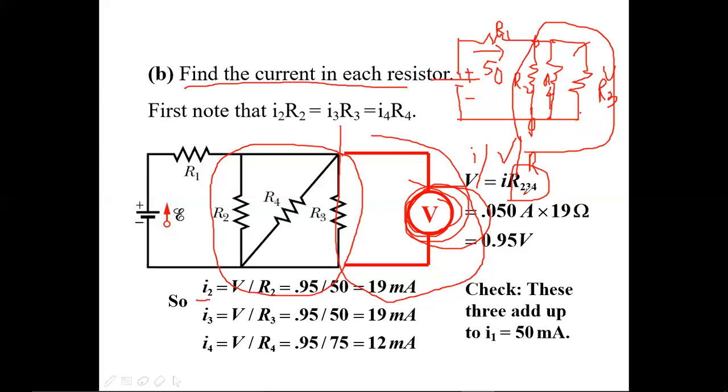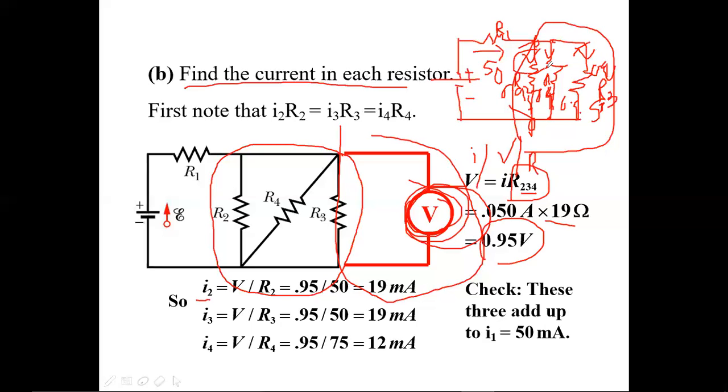Already you got it. R234 is nothing but the three resistors in parallel, so you will get one resistance in parallel mode. R234, already you got 19. If I multiply with 50 milliamps, then I can get 0.95 volts across these three resistors. Among each resistor, I will have 0.95 volts. Now I can find the current easily for each path.